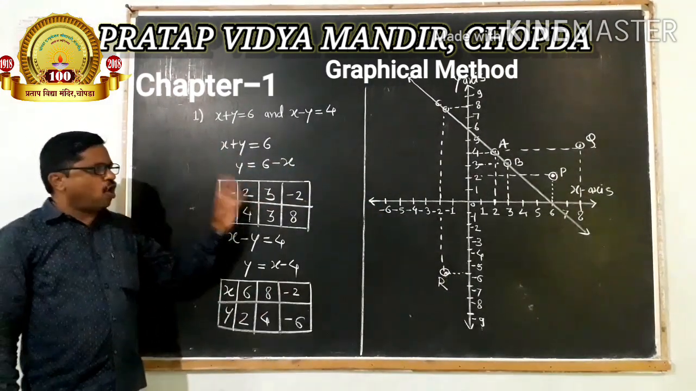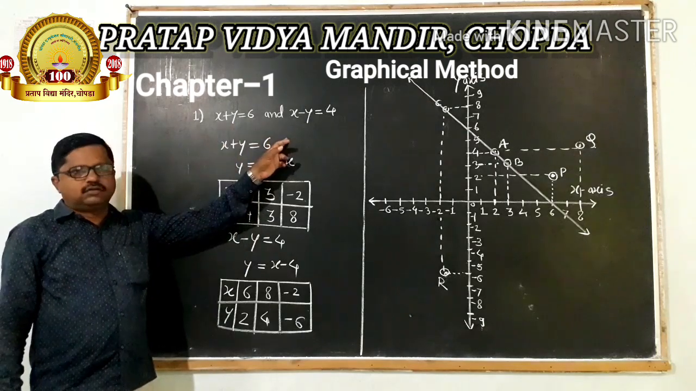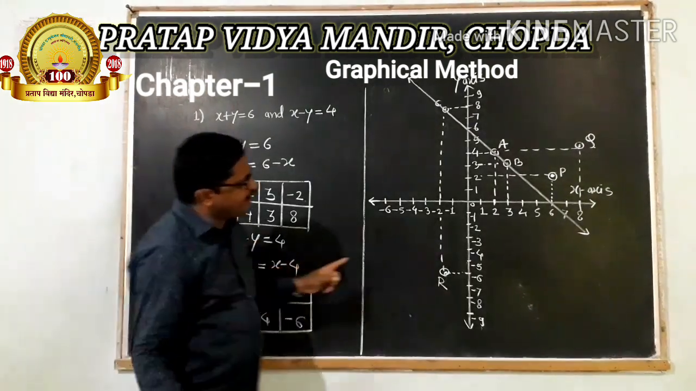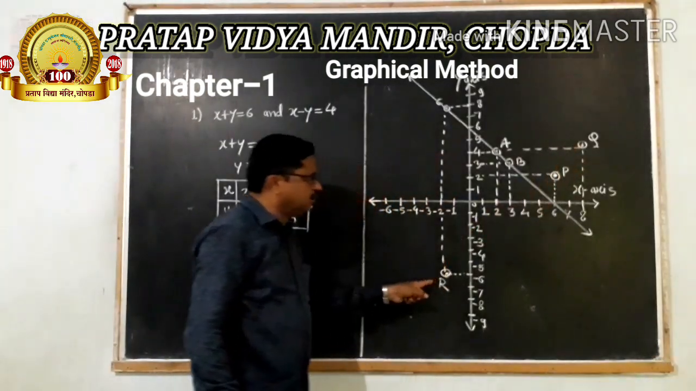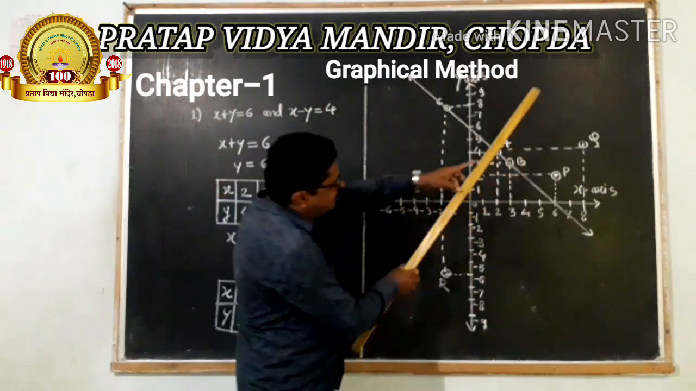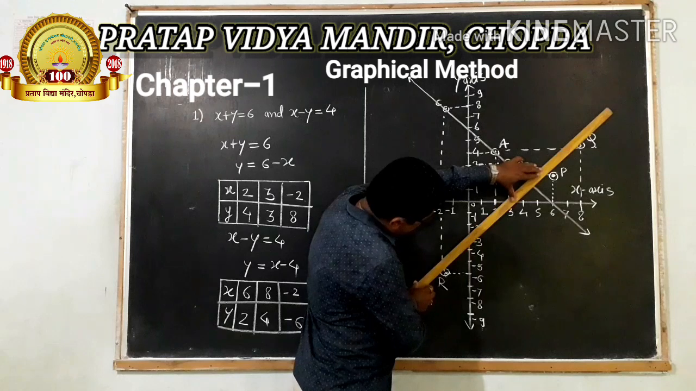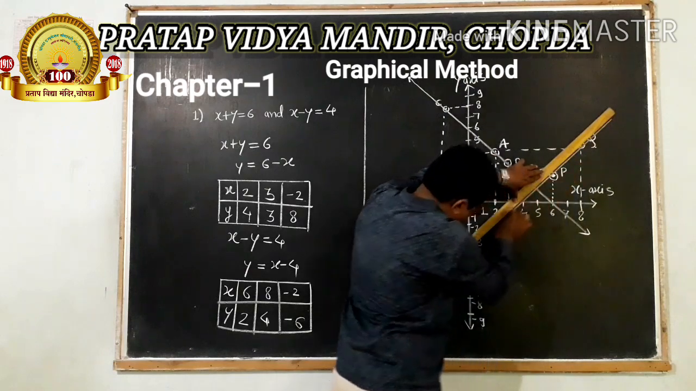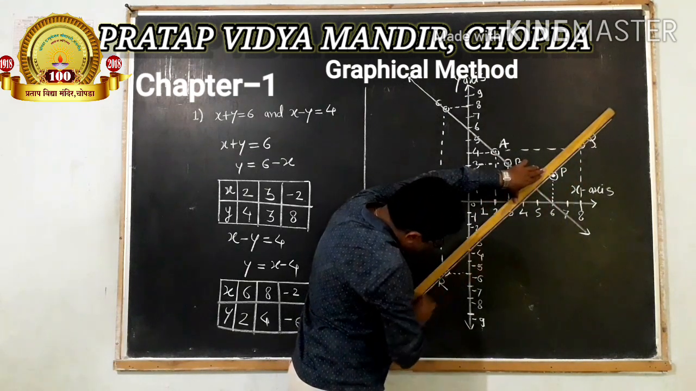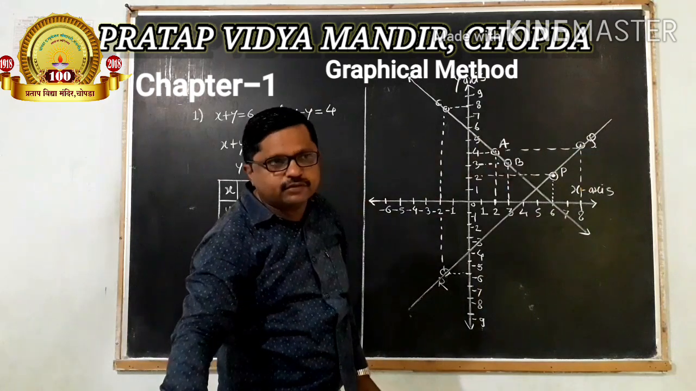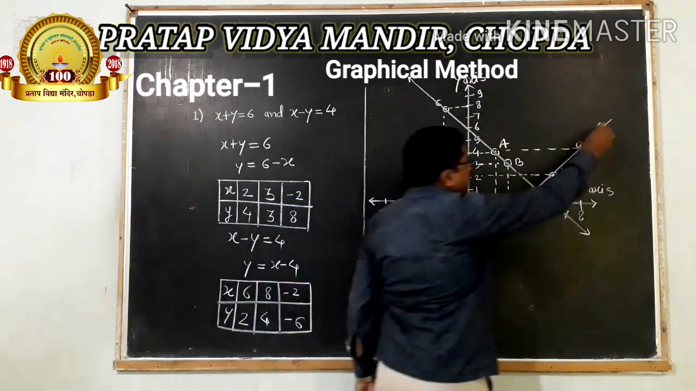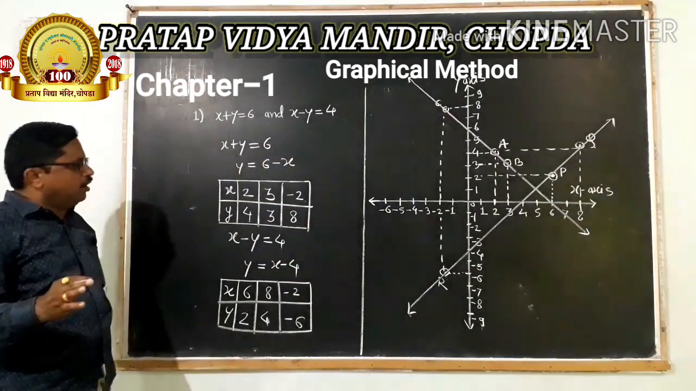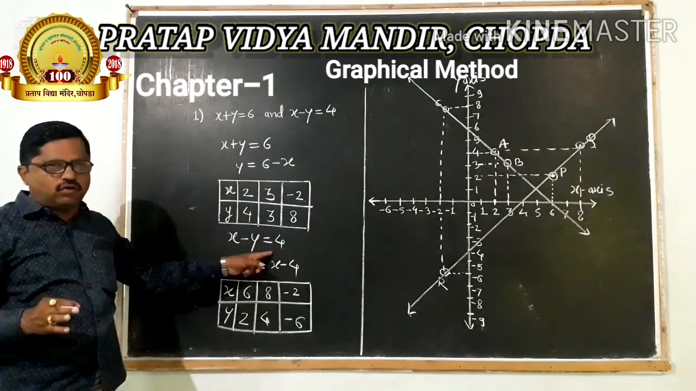Now, for solving the given linear equations, draw a second line for the equation x minus y equal to 4 by connecting these 3 linear points. The 3 linear points are P, Q, R. By taking them, you can draw a line like this. Dear friends, this is the line of the equation x minus y equal to 4.